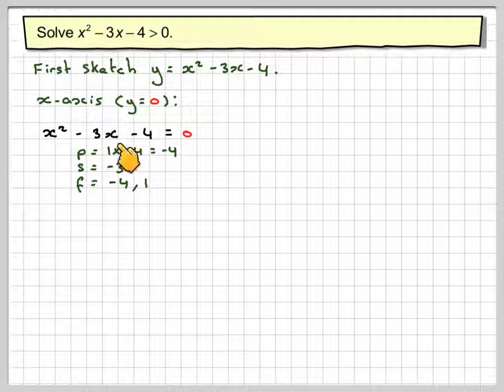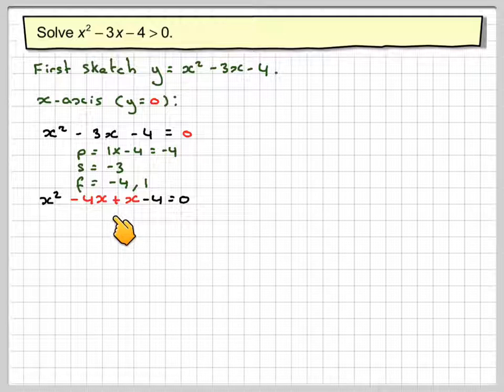Then we take the quadratic and we split the middle term up into minus 4x plus x. These two can be any way round. So x squared minus 4x plus x minus 4 is equal to 0. Then we group those two together. The common factor here is x, and we're left with x minus 4. Bring down the plus sign. Group the next two together.